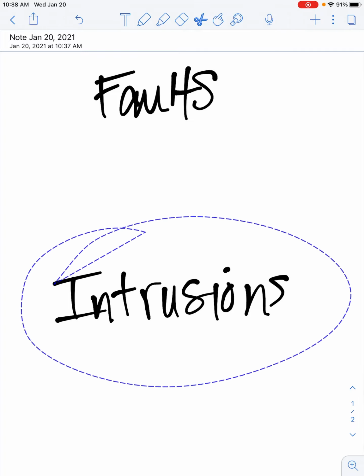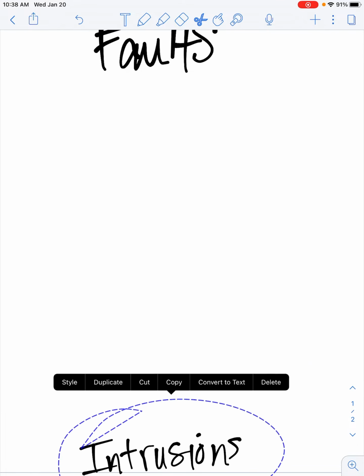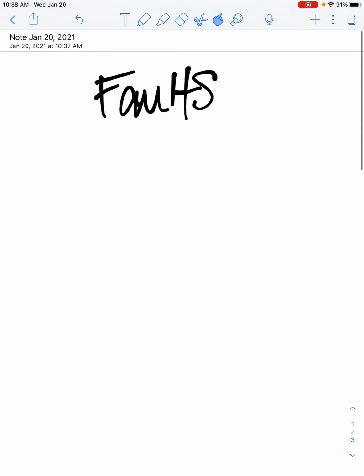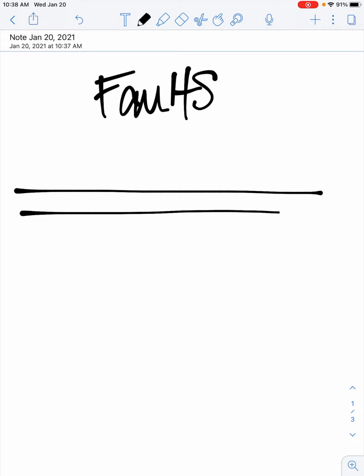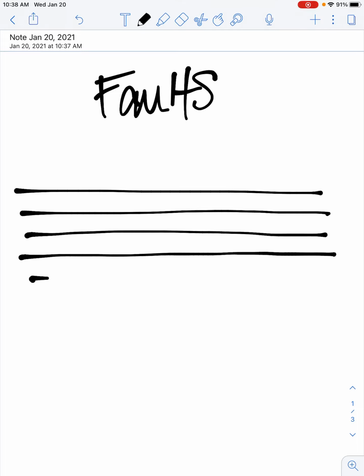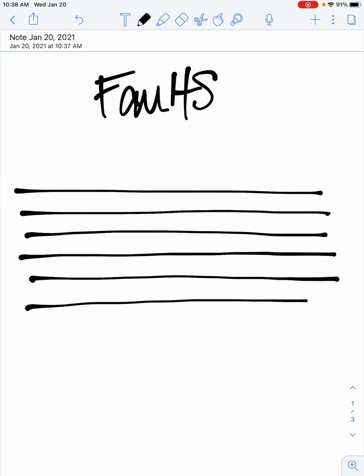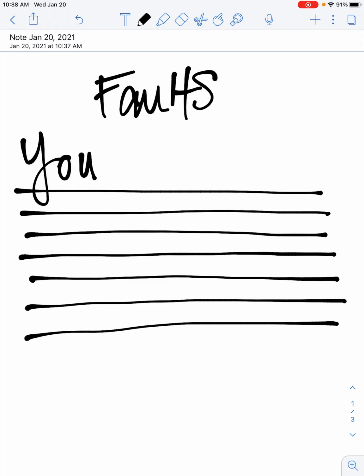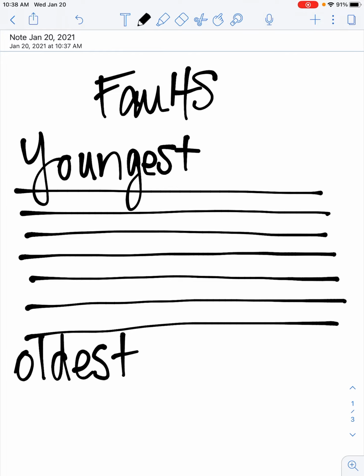So let's start with faults. So when we have rock layers, geologists assume at first that the rock layers are undisturbed, meaning that nothing has affected them. And when we look at rock layers, we know that the youngest layers are at the top, and we know that the oldest layers are at the bottom. And remember, this is called the principle of superposition.